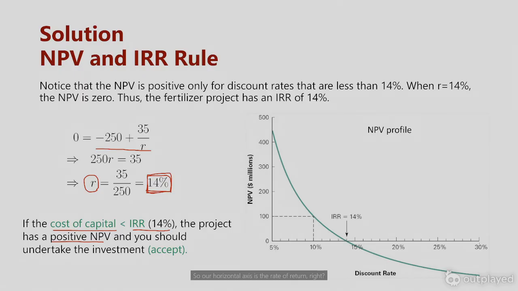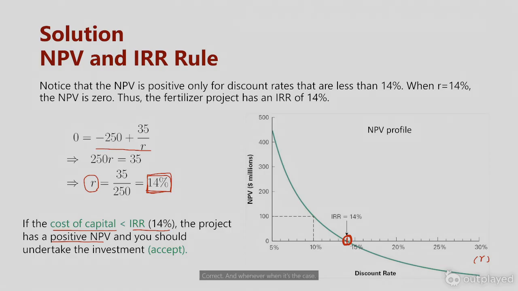Our horizontal axis is the rate of return, right? Whereas the vertical axis stands for the NPV itself. So if this is the case, we have this internal rate of return of 14% here. Why is this our internal rate of return? Because just like what we figured out, IRR is the interest rate that satisfies NPV equal to 0, correct? What's the level of NPV for this IRR?